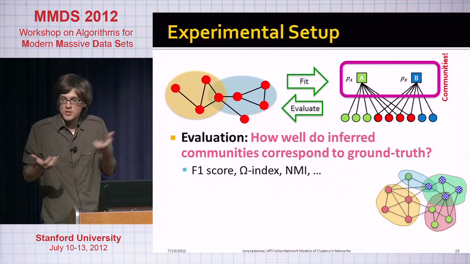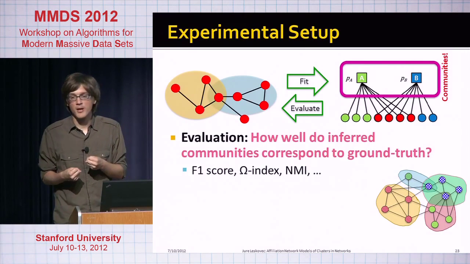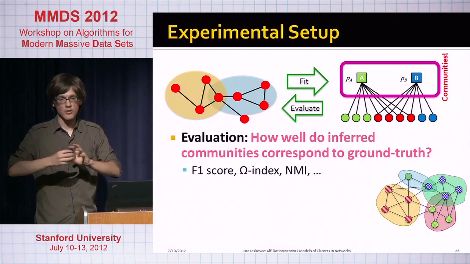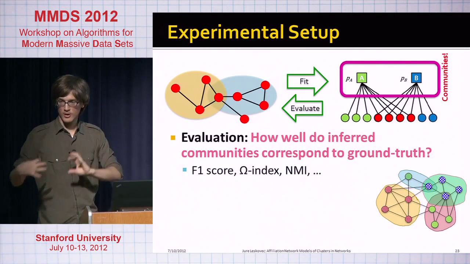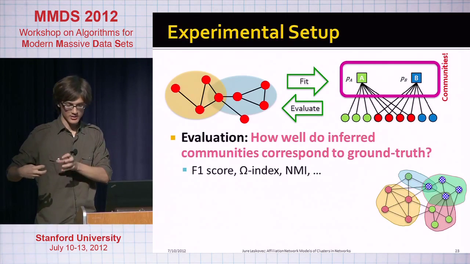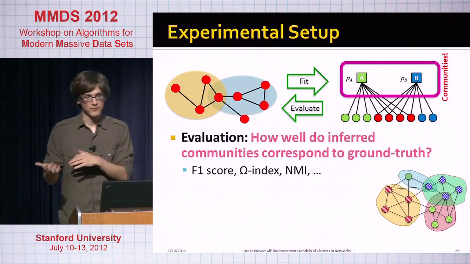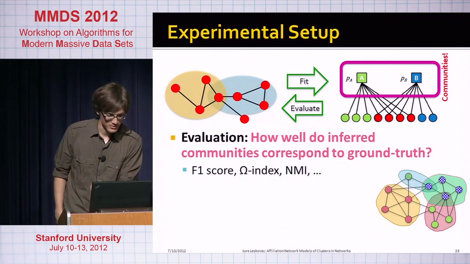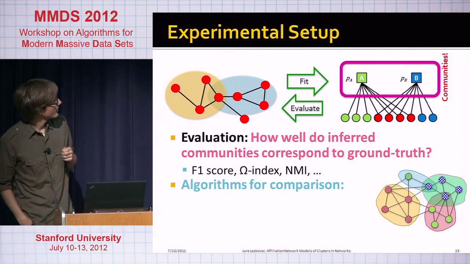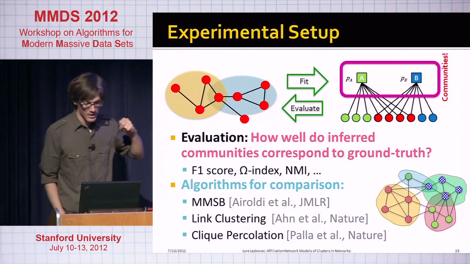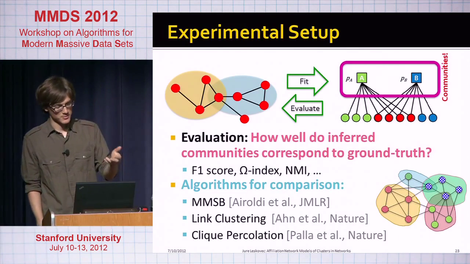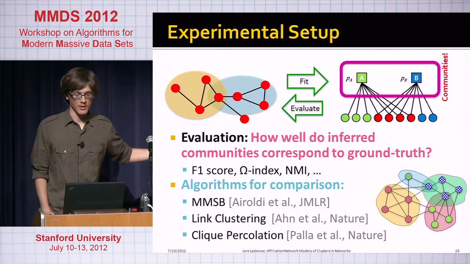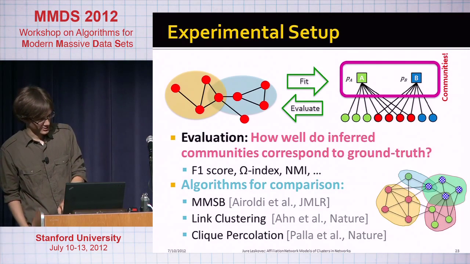There are many different scoring metrics that I can use to do this. I can use the F1 score. I can use what is called the omega index, which for every pair of neighboring nodes asks how many communities they have in common in the true network and under your detected communities. You can use the mutual information between the detected and the ground truth communities and so on. For comparison, I'll show you the results against the mixed membership stochastic block model, and two other methods: one called link clustering, and the other called clique percolation.